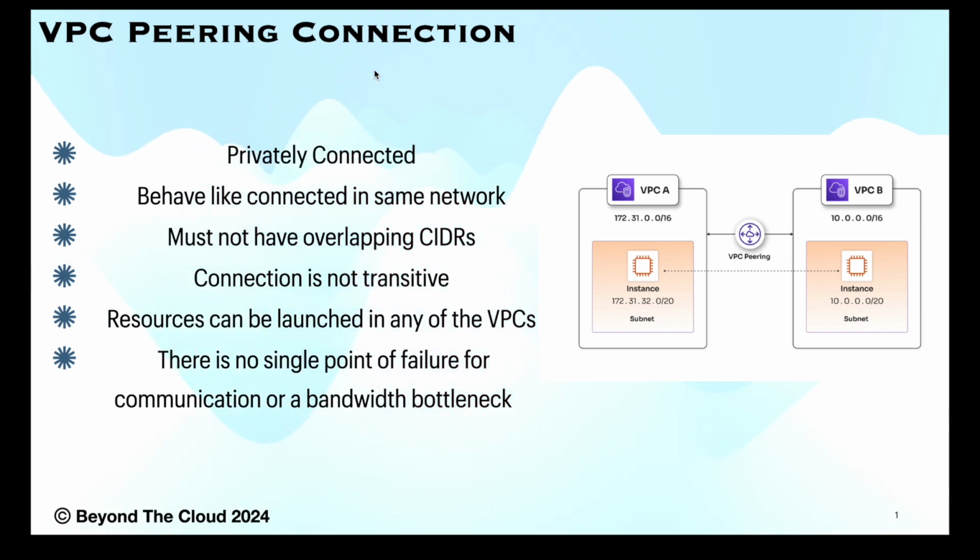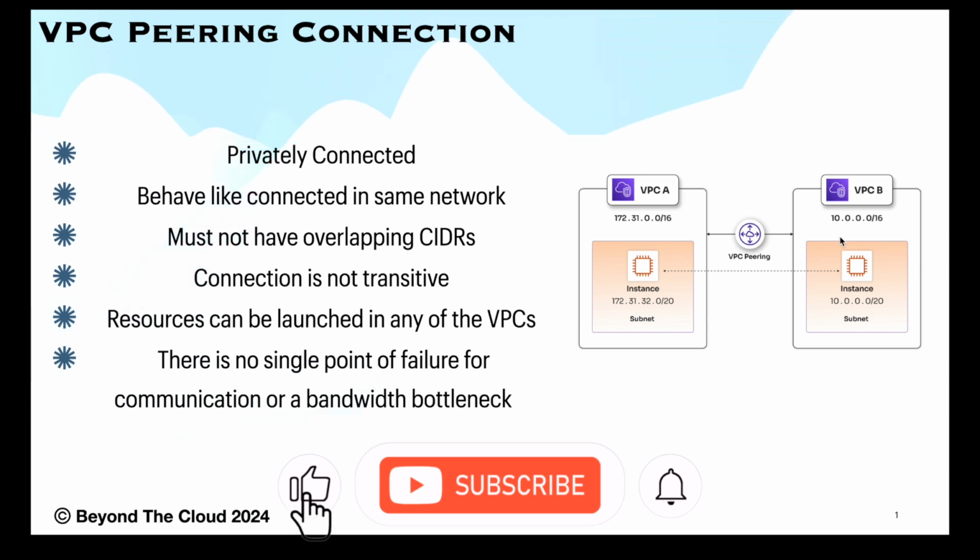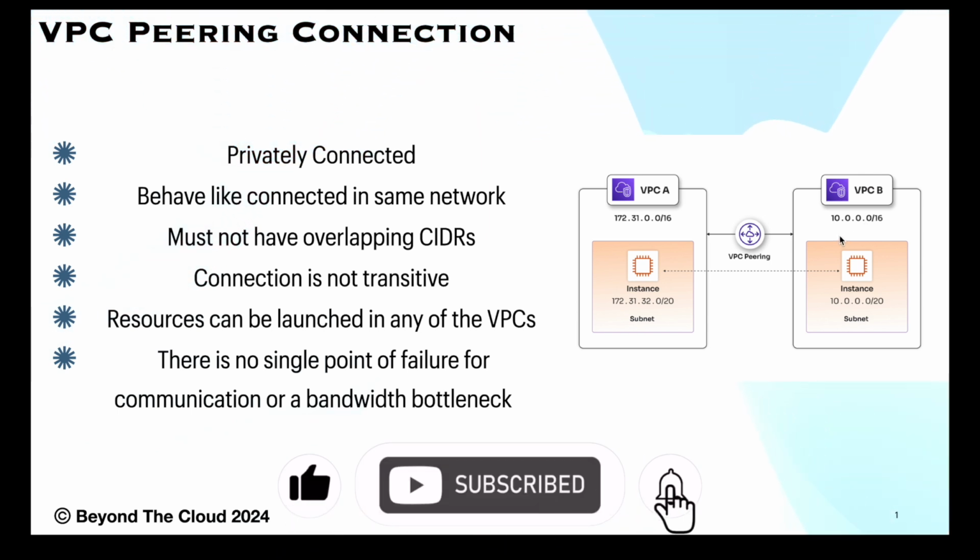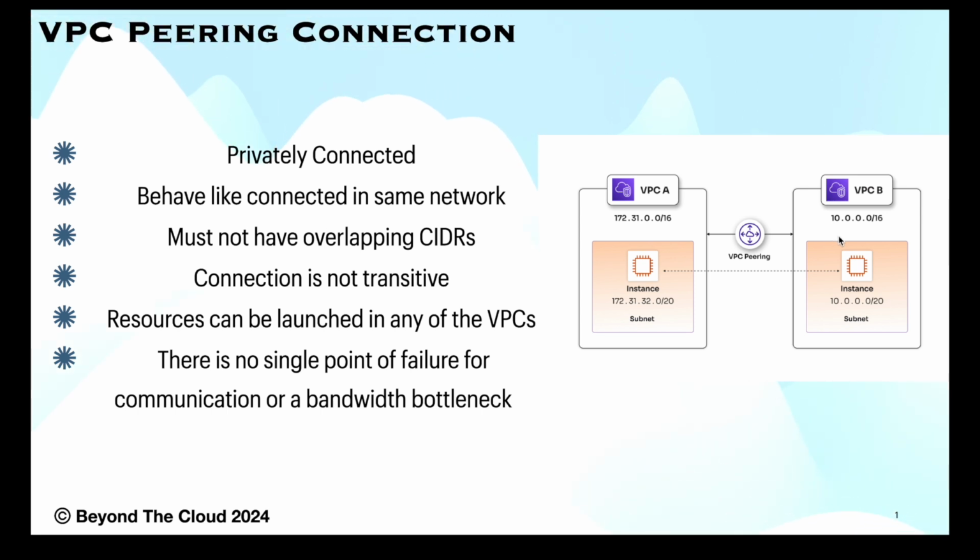The IP addresses of those two VPCs must not overlap. As you can see in the picture here, in VPC A the IP address is 172.31.0.0, and in VPC B the IP address is different, that is 10.0.0.0. So both of the VPCs which need to be peered together must not have an overlapping CIDR block.